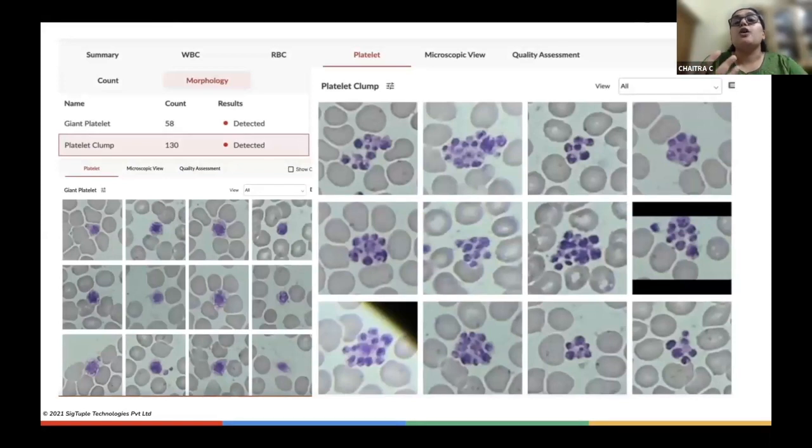So the pathologist could call back the clinician and inform that this is a case of spurious thrombocytopenia. There are platelet clumps on the smear and the count is adequate. There is no need for a platelet transfusion.